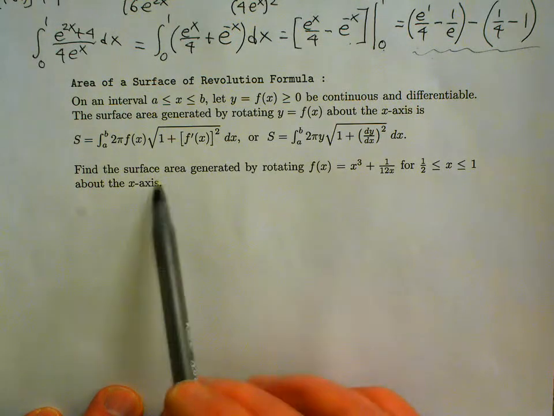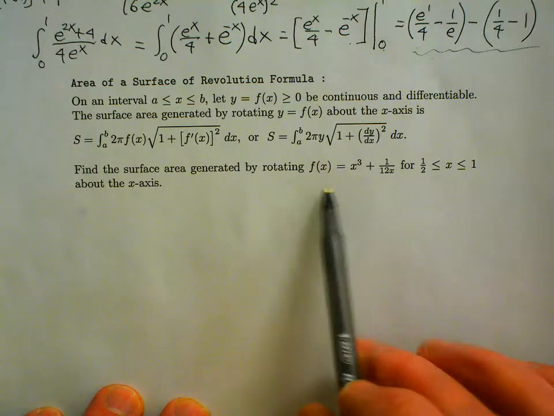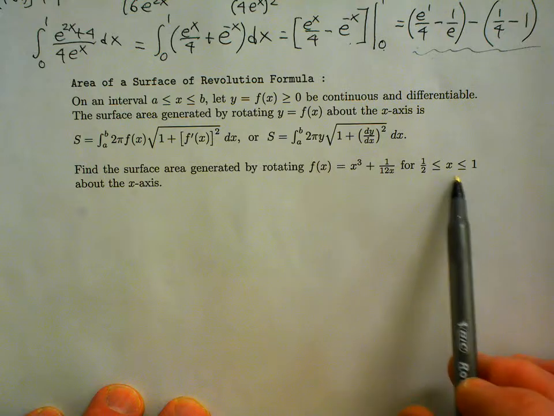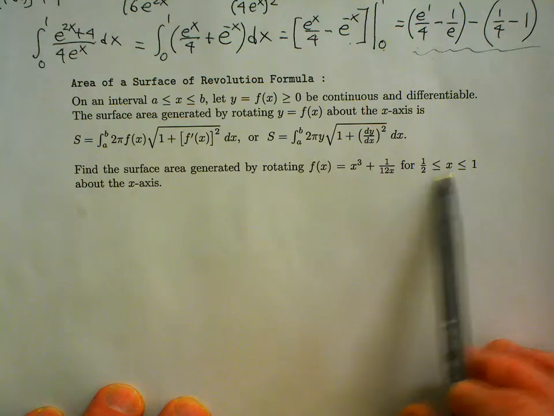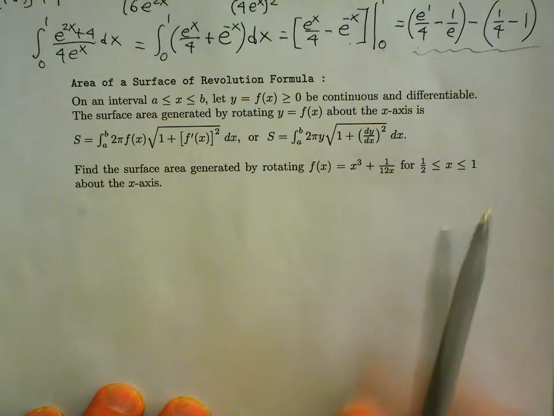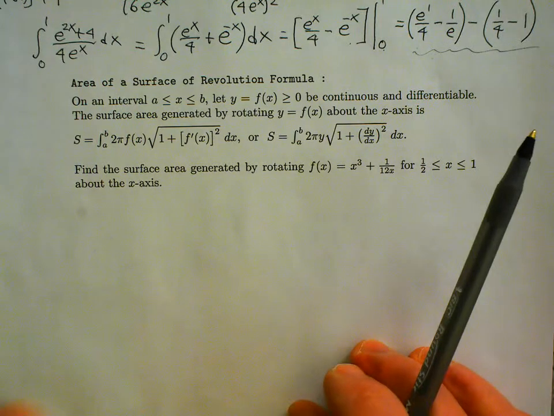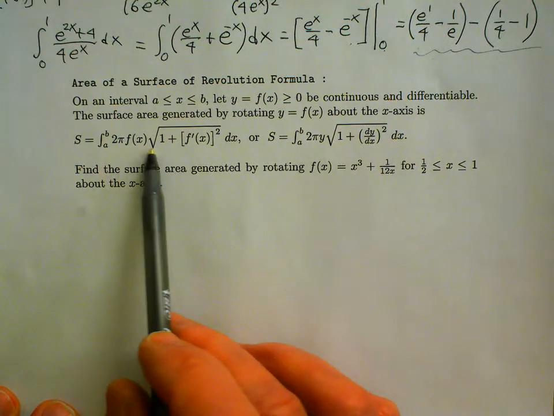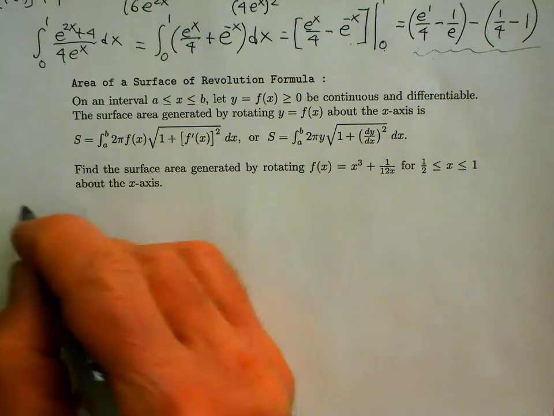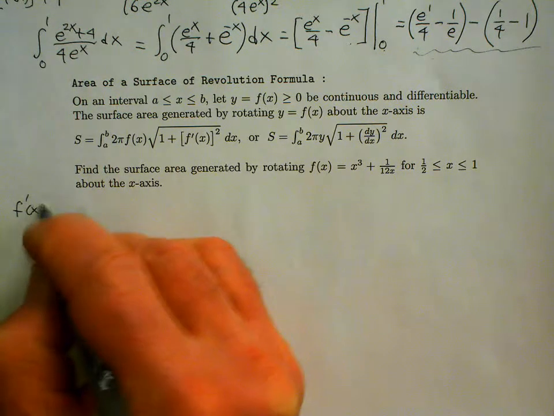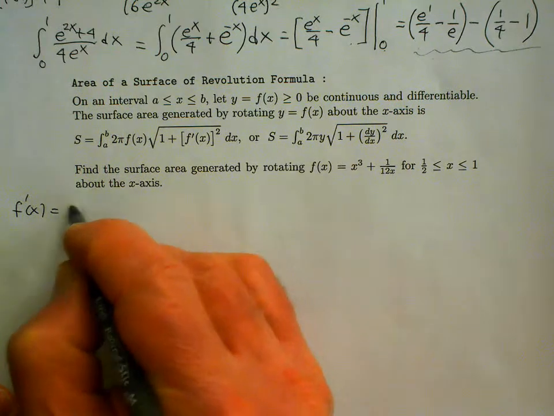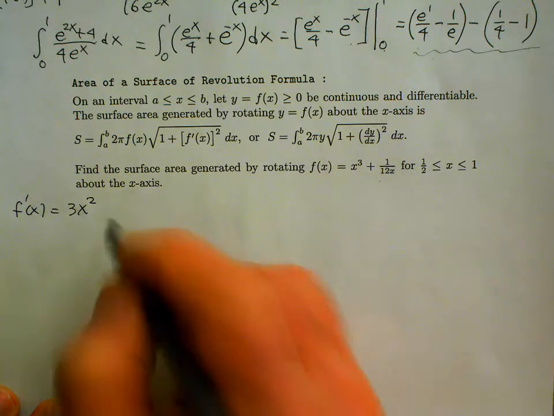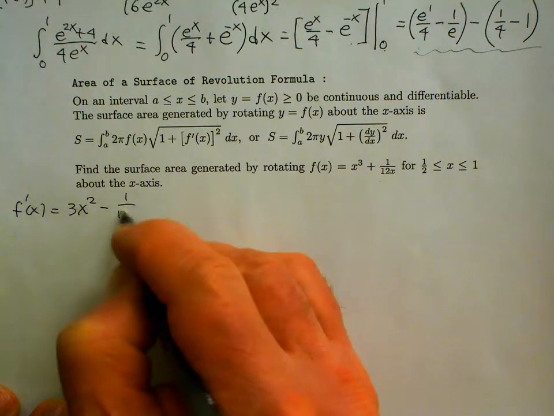In this example, find the surface area generated by rotating f of x equals x to the third plus 1 over 12x on the interval from 1/2 to 1 for x, and we're rotating about the x-axis. So before we use the formula, we have to find the derivative of f. So f prime of x is 3x squared. And then the derivative of 1 over 12x is minus 1 over 12x squared.